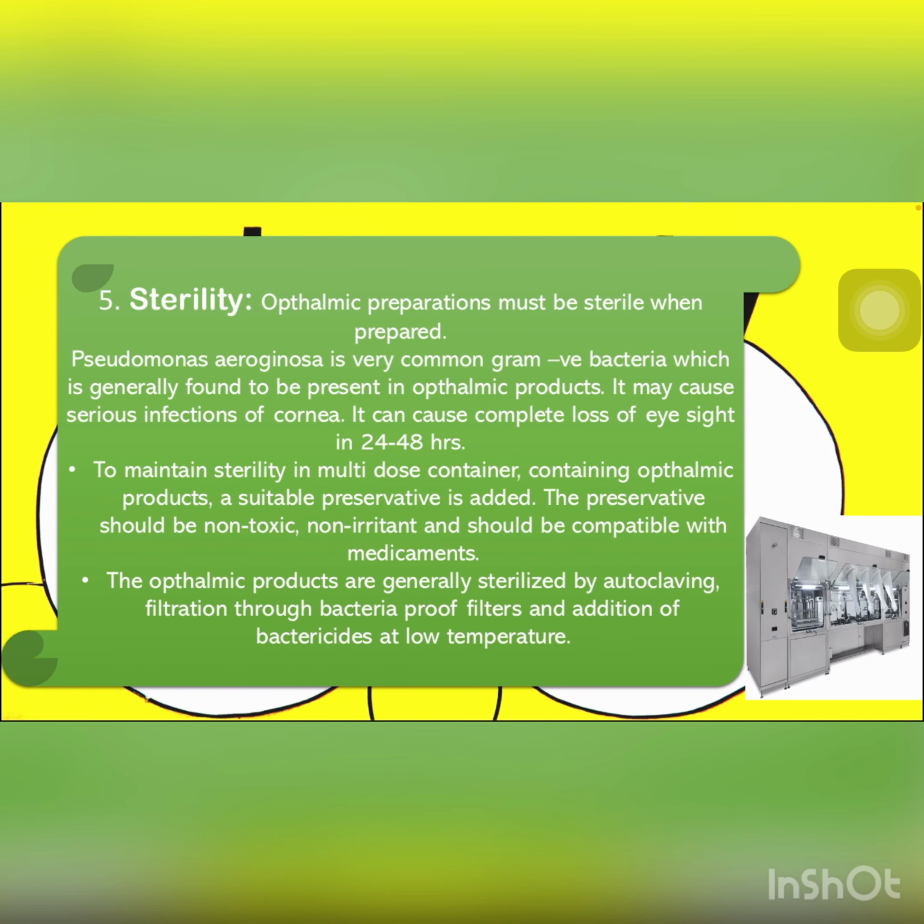Fifth, sterility. Ophthalmic preparations must be sterile when prepared. Pseudomonas aeruginosa is a very common gram-negative bacteria which is generally found to be present in ophthalmic products. It may cause serious infection of the cornea. It can cause complete loss of eyesight in 24 to 48 hours.